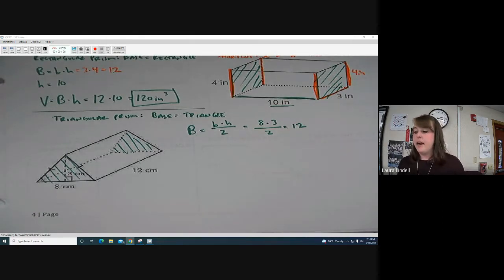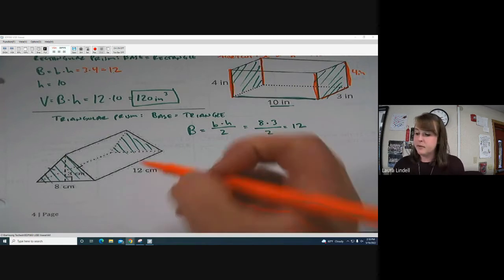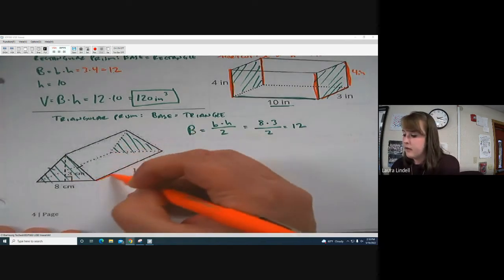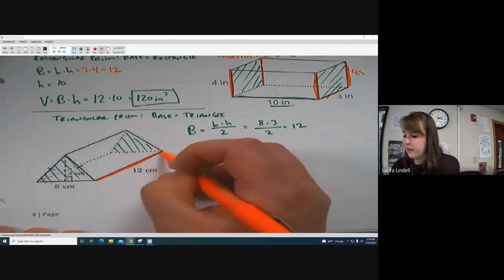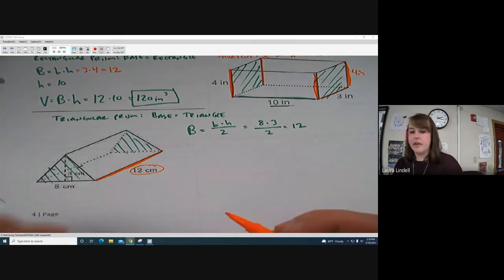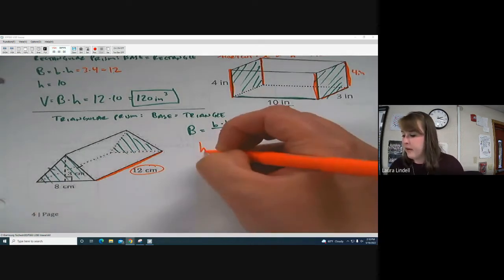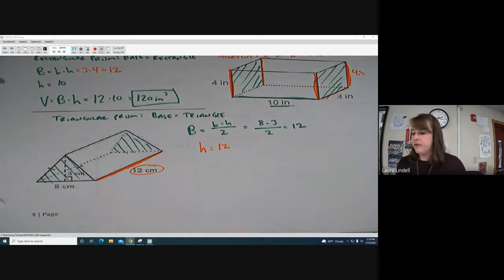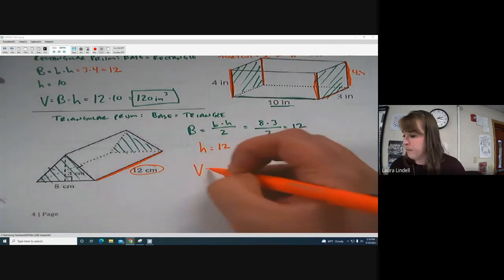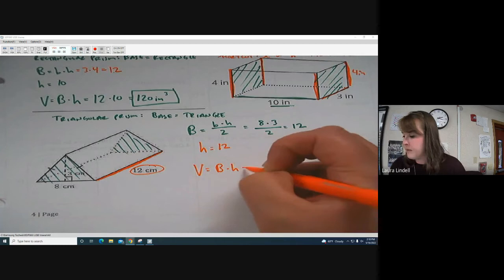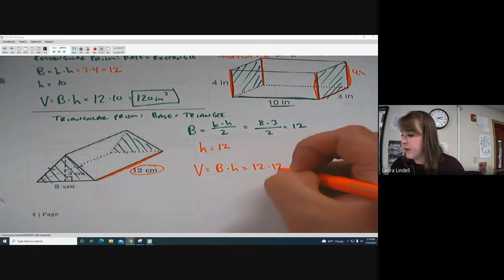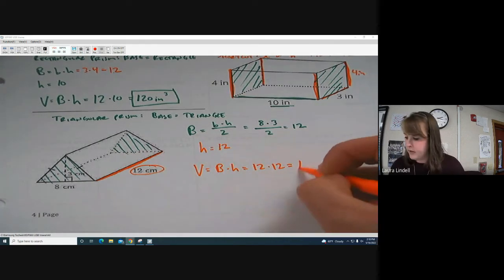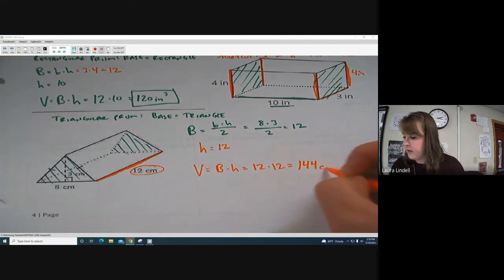Then the height of my prism is the distance between my two bases. That's going to be this distance right here, 12 centimeters. So my height that I'm using in my volume formula is 12. So now we're going to go, okay, volume, area of the base times the height is 12 times 12, which is 144 cubic centimeters.